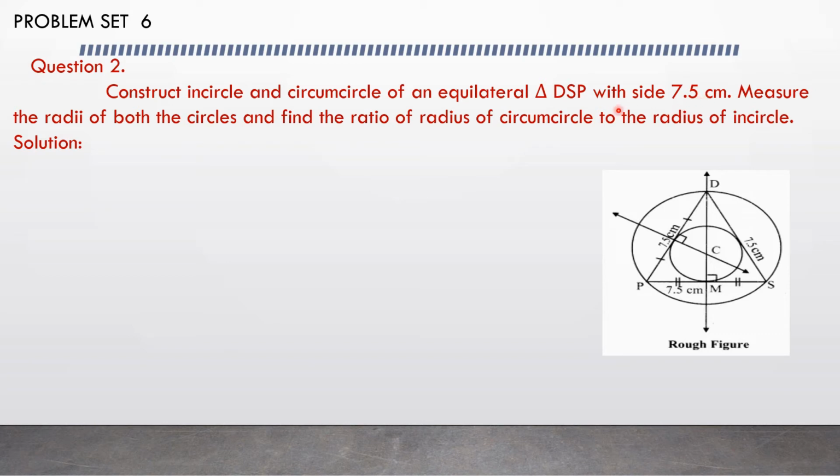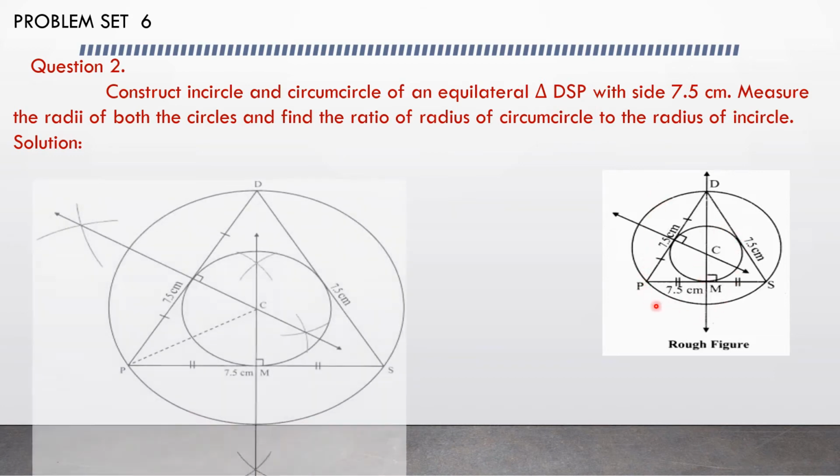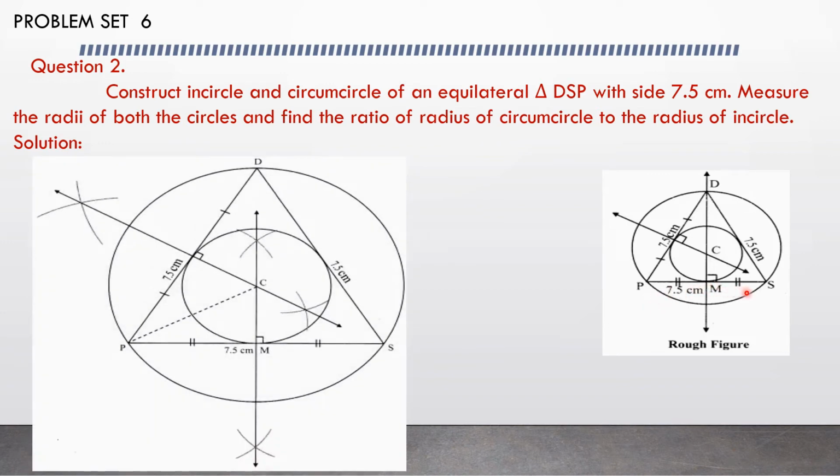And in the case of equilateral triangle, three sides of the triangle are equal. Then after, construct circumcircle and incircle in one triangle, that is DSP. And first you have to draw the rough figure. And according to the rough figure, take PS as the base of length 7.5 centimeter and draw here DP is equal to 7.5 centimeter and DS is equal to 7.5 centimeter. And then here it is the triangle DSP.